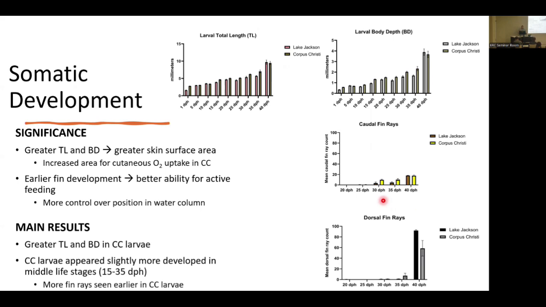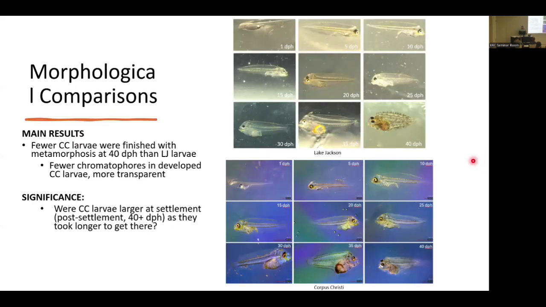So overall, what we're seeing is that those Corpus fish are appearing to be a bit more developed in that sort of middle to later larval stage, roughly 15 to 35 DPH. And again, looking at that visual assessment of them, that seems to bear out. Comparing that sort of 20 to 35 DPH, those Corpus larvae in this batch were looking a bit more developed, a bit more tall bodied, more visible fins. That gut coiling was also a bit more developed in those sort of middle life stages.